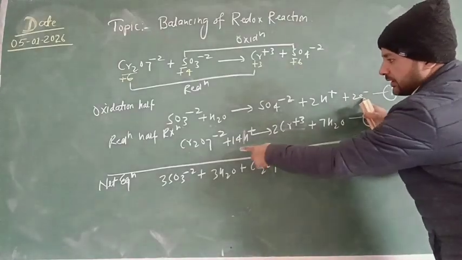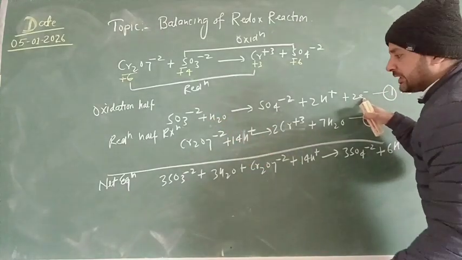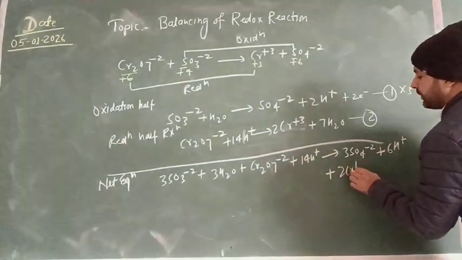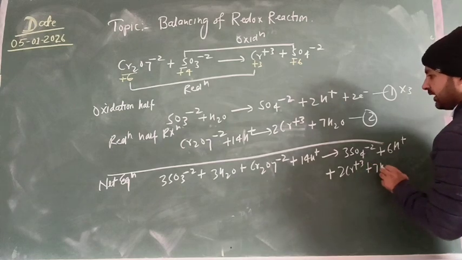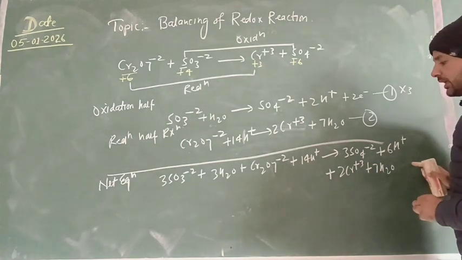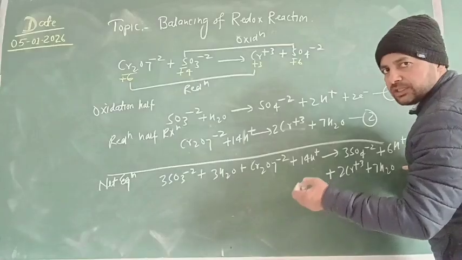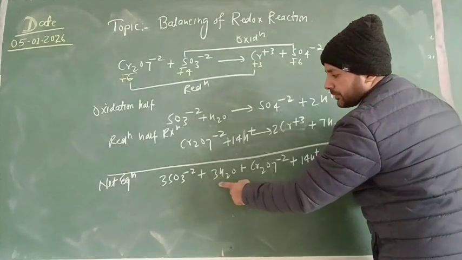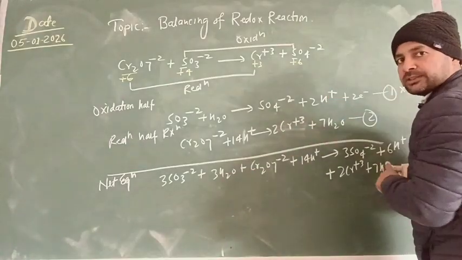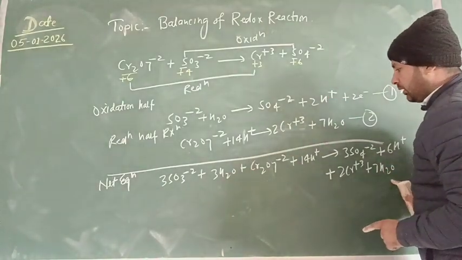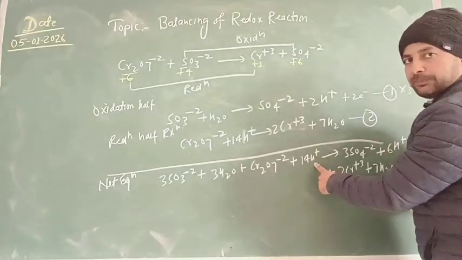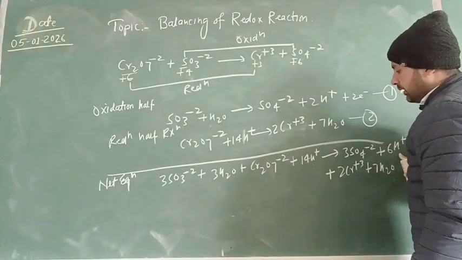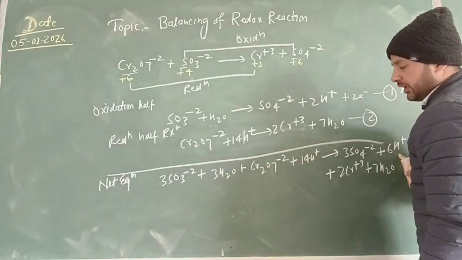6 H plus, okay, and 3 twos are 6 electrons. It will cancel out because there are 6 electrons which I have recently removed, and plus 2 Cr plus 3 and 7 H2O. Okay. So after writing this, what can be subtracted? We will subtract it. There are 7 water molecules here and 3 water molecules here. So after subtracting 3 water molecules on the right hand side, it will become 4 water molecules. On the left hand side there are 14 H plus and here are 16 H plus. So after subtracting, it will give 8 H plus. Okay.